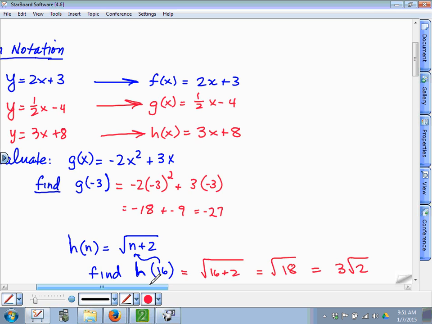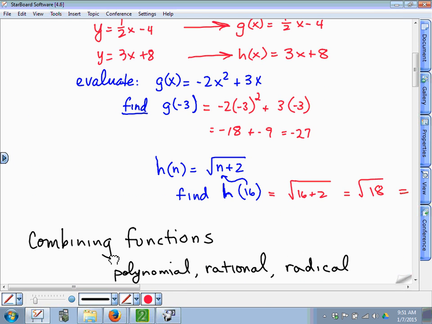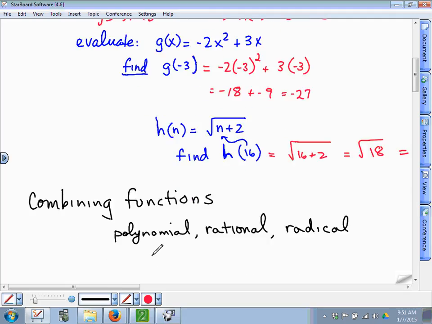Let's move on to combining functions. So, combining functions, we're going to deal with polynomial, rational, and radical functions. Here's the deal. You guys really pay attention. We'll do polynomial functions first. We'll take a little break. I've got a pretty funny How It Should Have Ended. Then we'll do rational functions. Then I've got another pretty funny How It Should Have Ended. And then we'll do radical functions. And then we should be out of time.